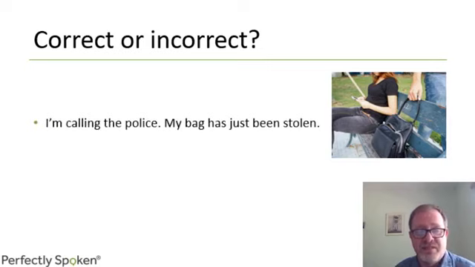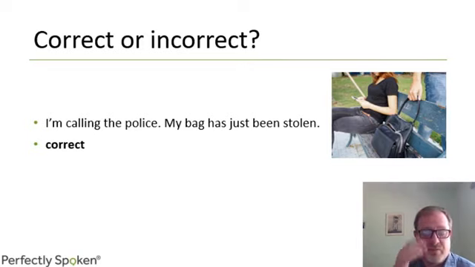I'm calling the police. My bag has just been stolen. Is correct. It's present perfect. The person who took the bag, we don't even know who it was, so there's no agent here in this sentence. We don't say my bag has just been stolen by. It's not necessary to say by a thief because this is obvious. It's a thief who steals your bag. So we don't even have an agent here. So this is, my bag has just been stolen. We use present perfect, obviously, with just.